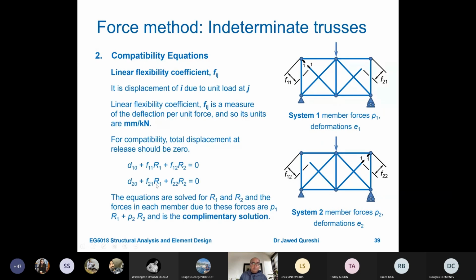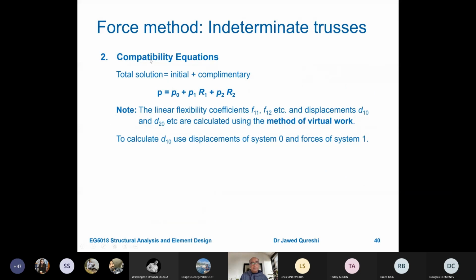So for compatibility of equations, we will have D10 plus F11 R1. R1 is the redundant force that we removed from here, plus F12 into R2, and D20 will be equal to F21 into R1. This is in case of if we need to make 2 cuts. If we need to make only 1 cut, in that case we will just have D10 plus F11 R1, and from there we will work out the member forces. And then finally the total solution will be initial plus complementary. The initial one was P naught plus P1 into R1 plus P2 into R2.